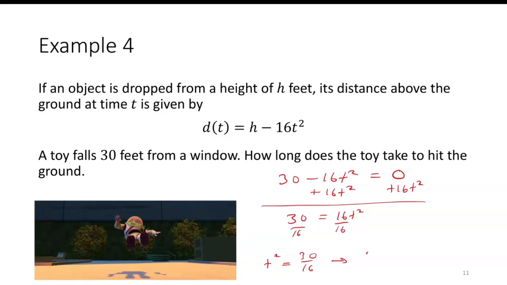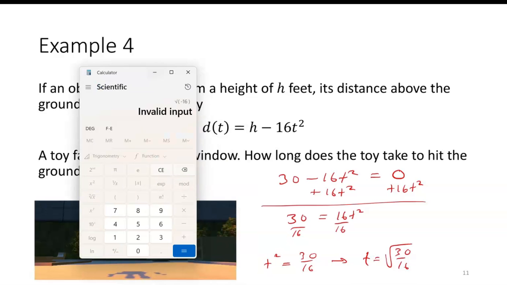And that means that t is going to be the square root of 30 over 16, or negative. I mean, in this case here, we're only going to be looking at positive numbers. We want to figure out how long it takes to hit the ground. That's going to be a positive number. So we're only going to look at one answer here.